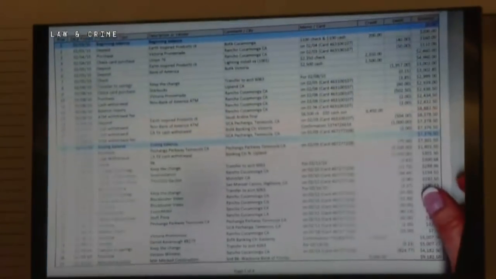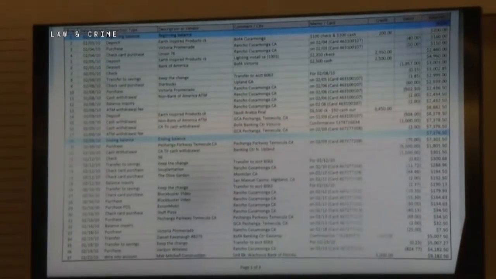And then I want to ask you about a particular transaction on line 34. If you can explain to us what that is.